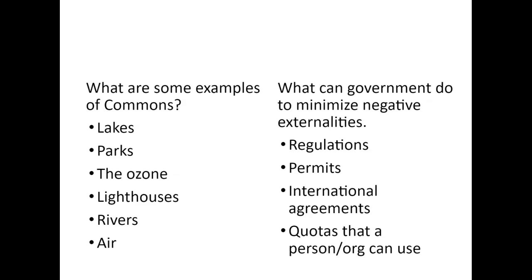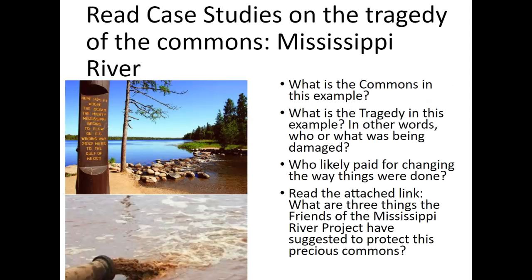Or they can create quotas that a person or an organization can take, a certain number of deer or a certain amount of coal or whatever the resource may be. So the government is really involved in helping to minimize the negative externalities and even transforming them into positive externalities. A really good example is the Mississippi River.